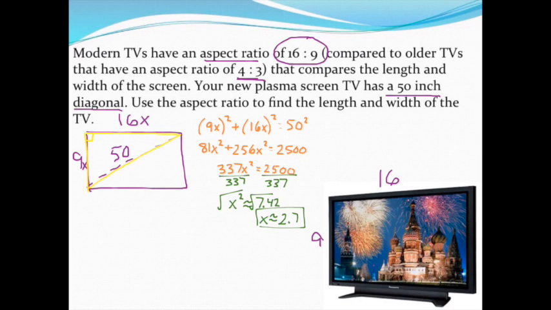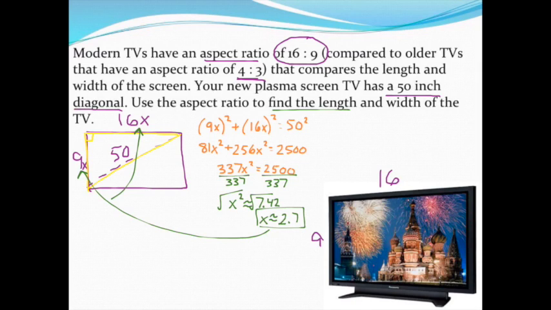Now, with all that work, it'd be a shame to stop there and forget what we were trying to do. The question wasn't to find x, the question was to find the length and width of the television. Well, if you watched our previous video about the triangles, you know what to do with this x value. Now that we know what x is, let's plug that back in to both of those values to find the length and the width of the TV.